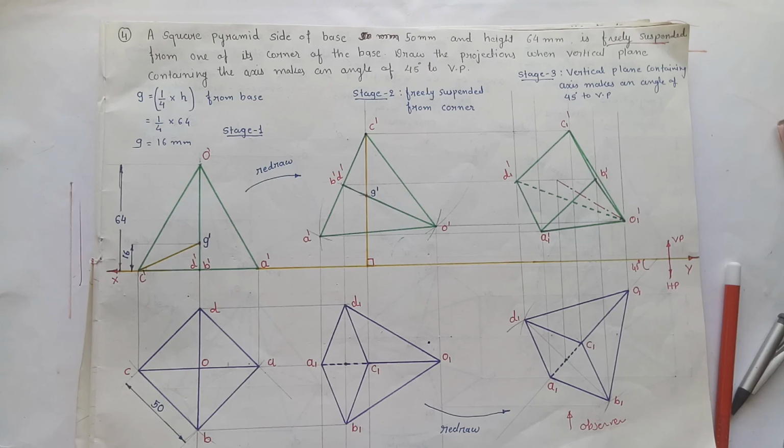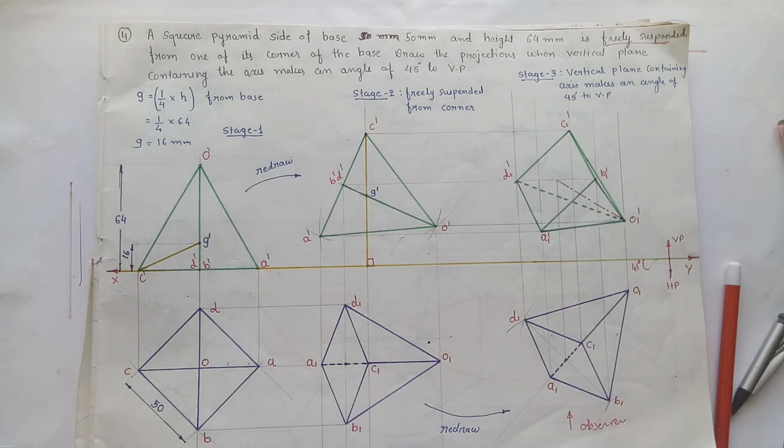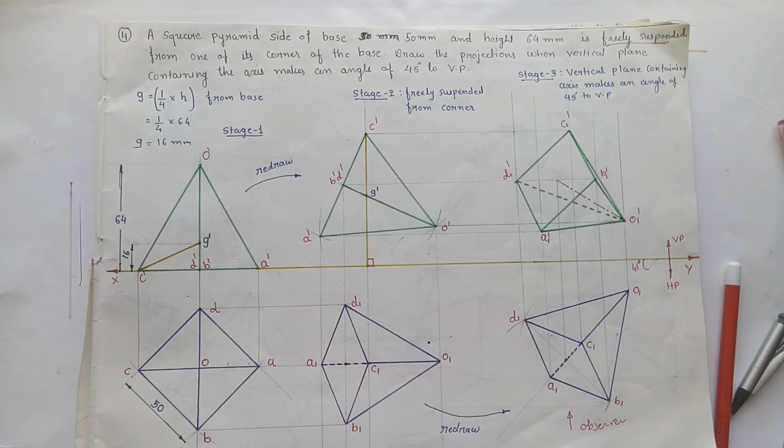So this is the last stage in which we have discussed the case of free suspension. We have found one more point which is the center of gravity, and we have applied the rule of physics to draw the elevation in the second stage.